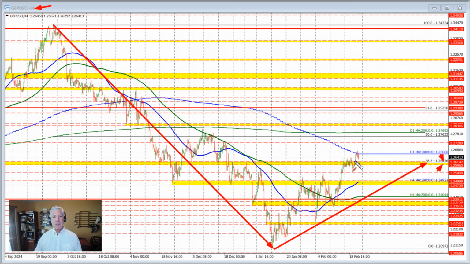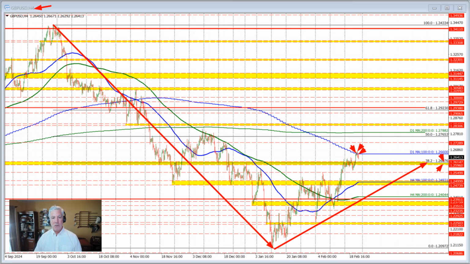But then we started to see dollar selling in trading yesterday with the declining yields, and we saw the price move up to the 100-day moving average, where the price just moved a little bit above that level. And in trading here today, we moved further to the upside, reaching a peak of 1.2678. But then things started to unravel and move back to the downside. And over the last few hours, we've been trading more to the downside.